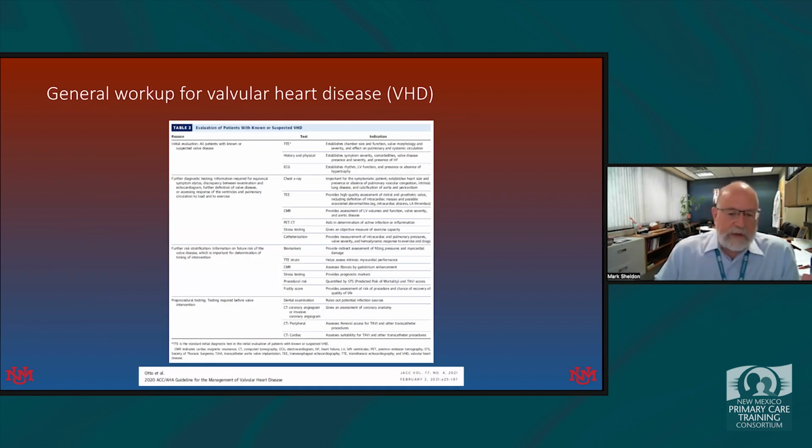I'm not going to spend a lot of time on this. I include it for your information, but in general, obviously some of the first things that you're going to need to do as far as a workup for valvular heart disease is transthoracic echo, and obviously a history and physical are important. Most of the rest of these things, the transesophageal echo, the cardiac MRI, catheterization, obviously, are things that we're going to be dealing with and doing after we've evaluated the patients that you've referred to us.